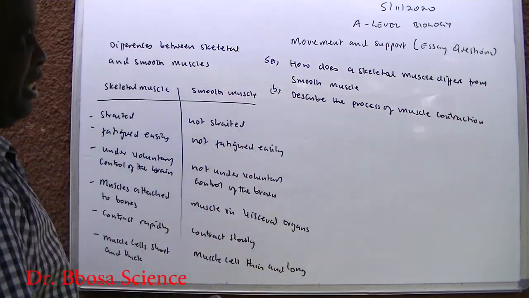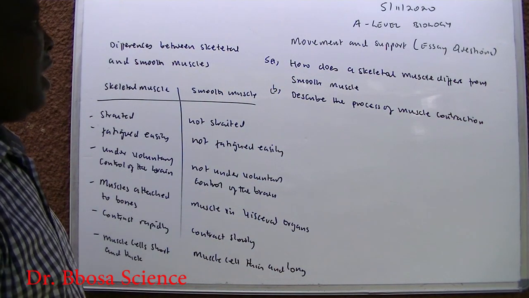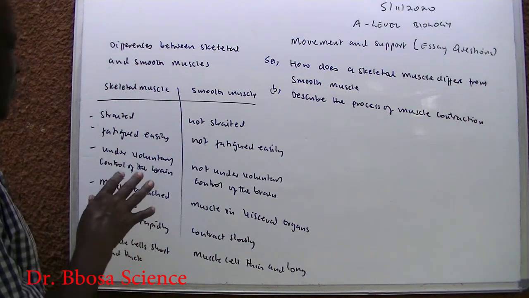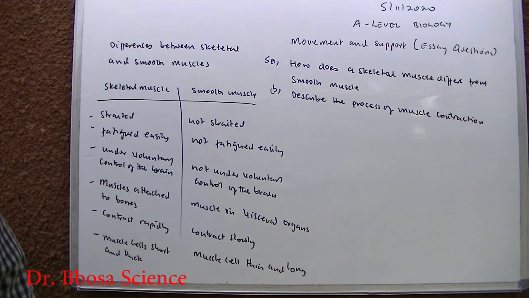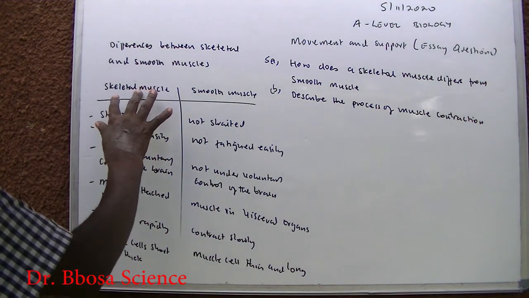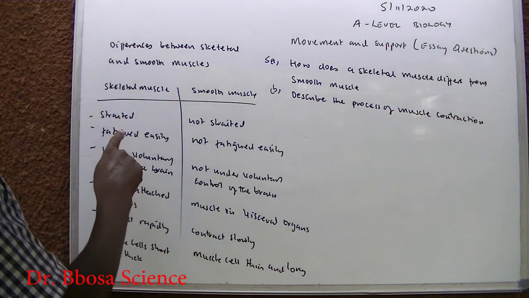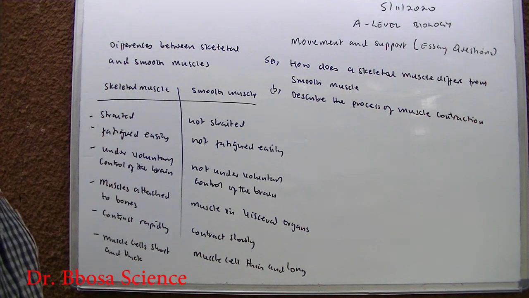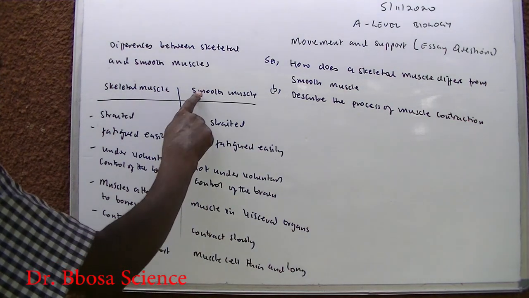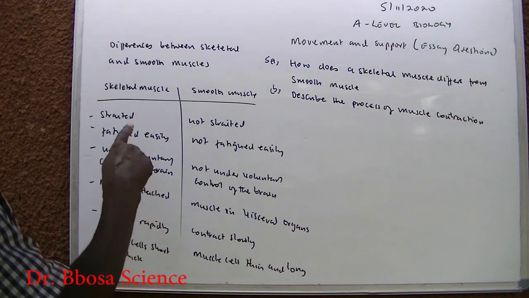Number 5A. How does a skeletal muscle differ from a smooth muscle? Skeletal muscle is striated, smooth muscle is not striated. Skeletal muscle fatigues easily, smooth muscle does not fatigue easily. Skeletal muscle is under voluntary control of the brain. Smooth muscle is not under voluntary control of the brain.